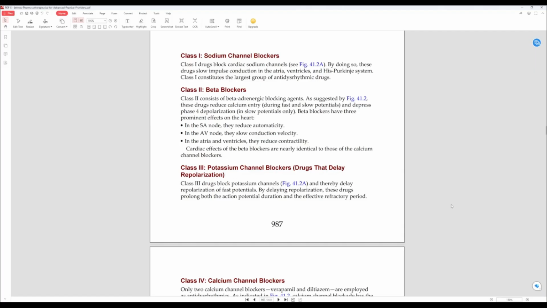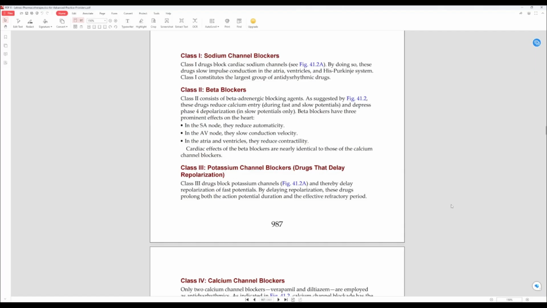Class 2 are our beta blockers. Class 2 consists of beta adrenergic blocking agents. Again, as suggested in figure 41.2, these drugs reduce calcium entry and depress phase 4 depolarization. Beta blockers have 3 prominent effects on the heart. 1. In the SA node, they reduce automaticity. 2. In the AV node, they slow the conduction velocity. And 3. In the atria and the ventricles, they reduce contractility. Cardiac effects of the beta blockers are nearly identical to those of the calcium channel blockers.